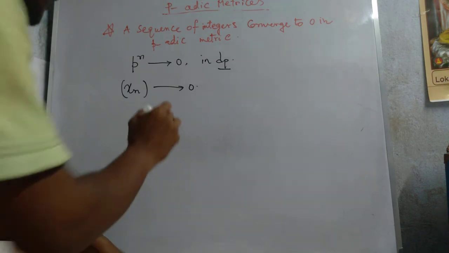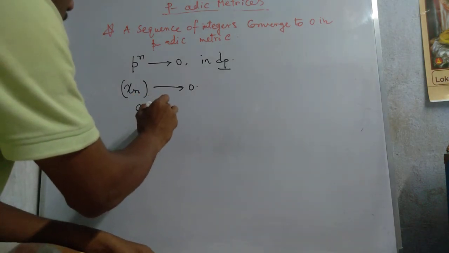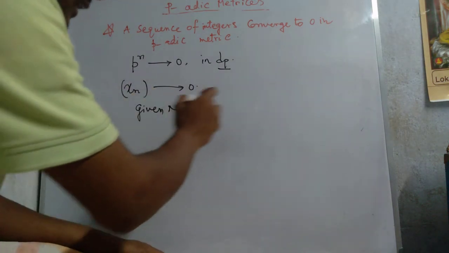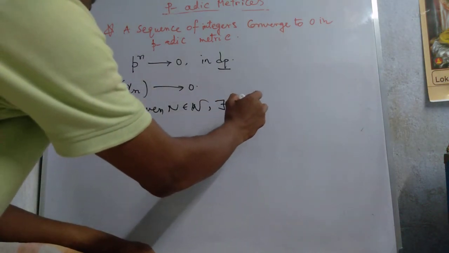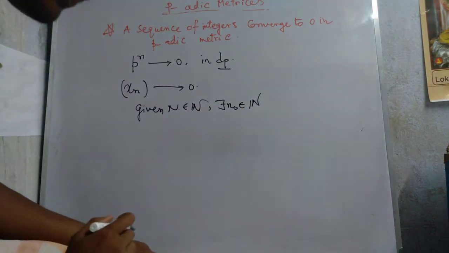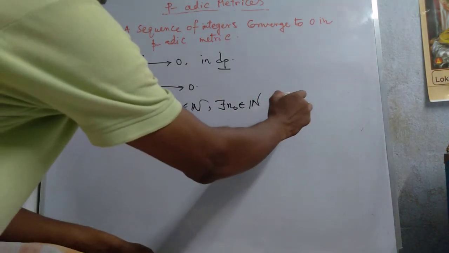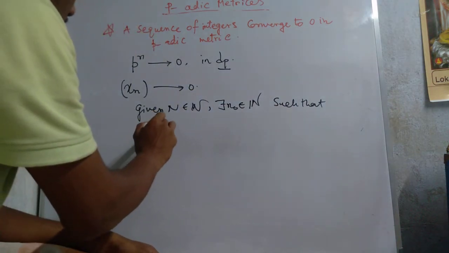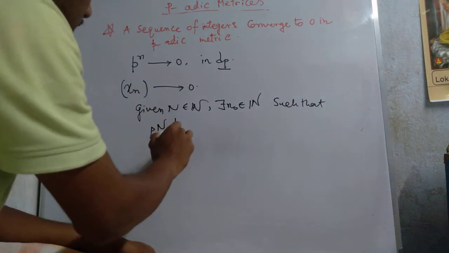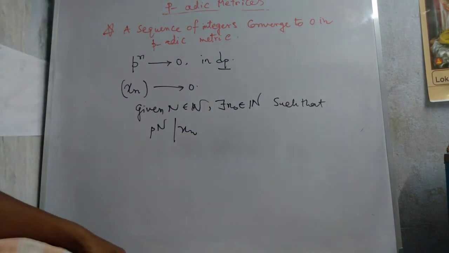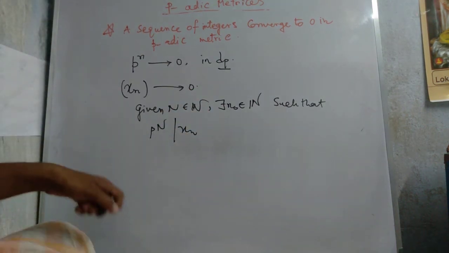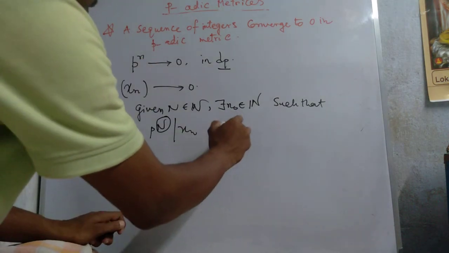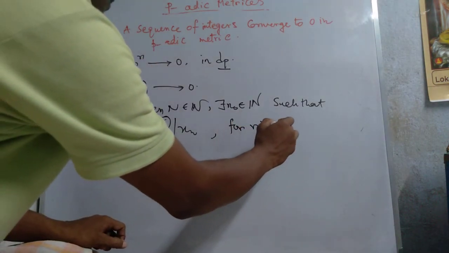Why? Because given n belonging to the natural numbers, there exists n0 belonging to the natural numbers such that p to the power n divides x_n for n greater than n0.